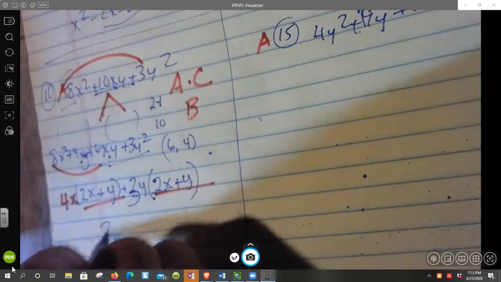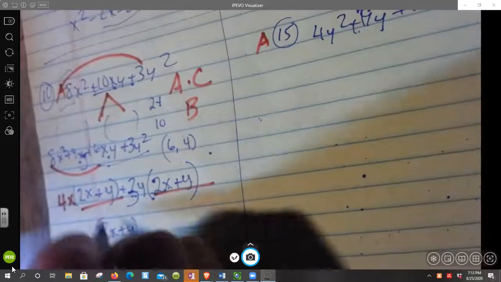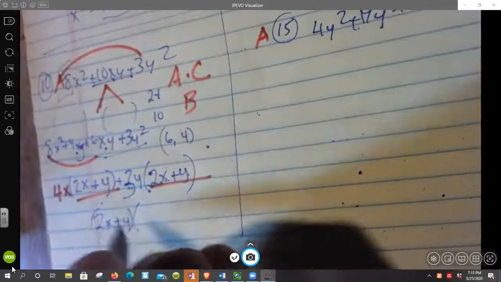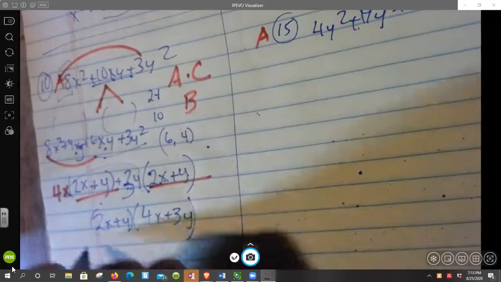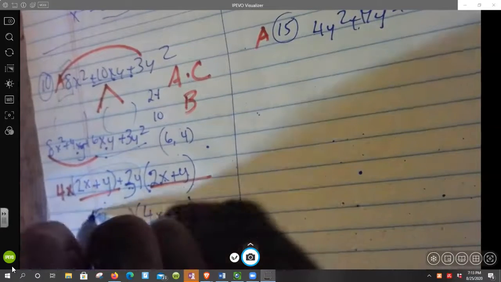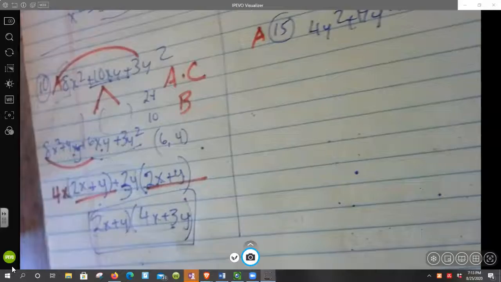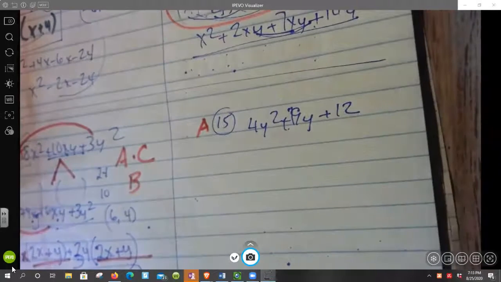So therefore, our final answer is going to be 2x plus y, the term that's inside the parentheses, next to what's left over, 4x plus 3y. And if you wanted to check it by multiplying it out, you could, but it does in fact equal the original, so we know we got it right. One more to wrap this section up.